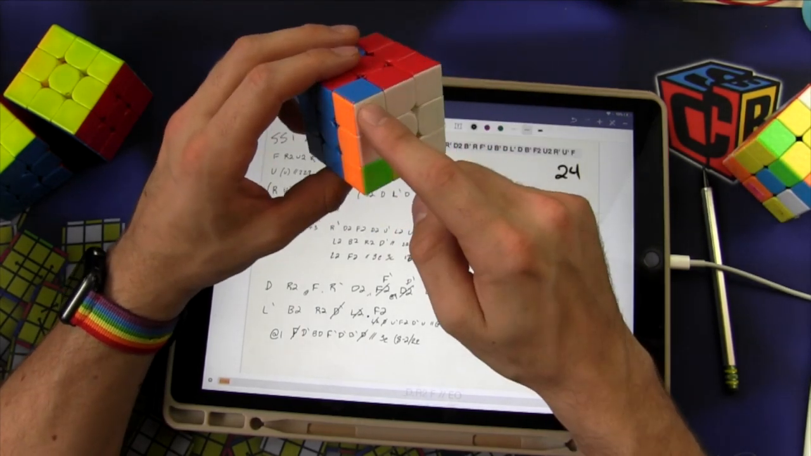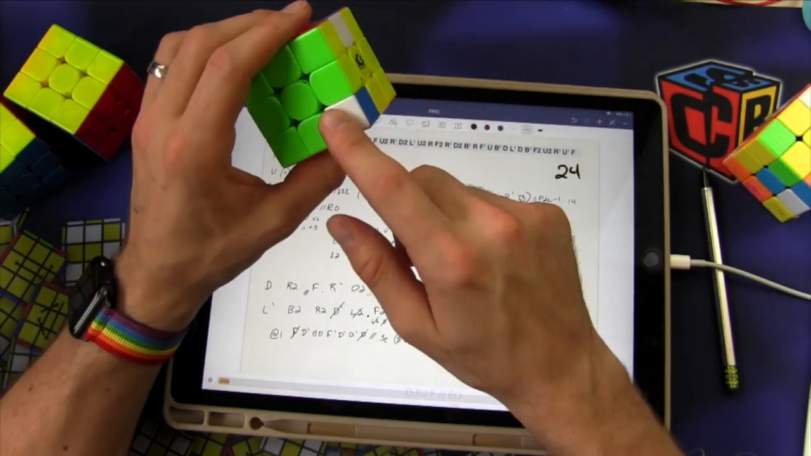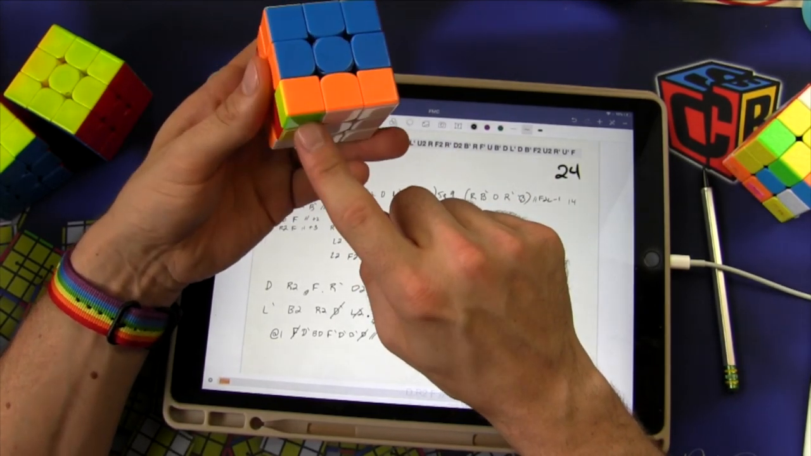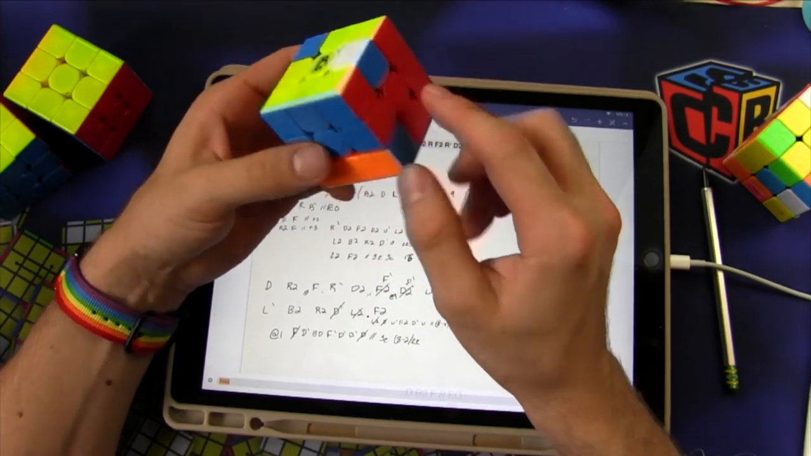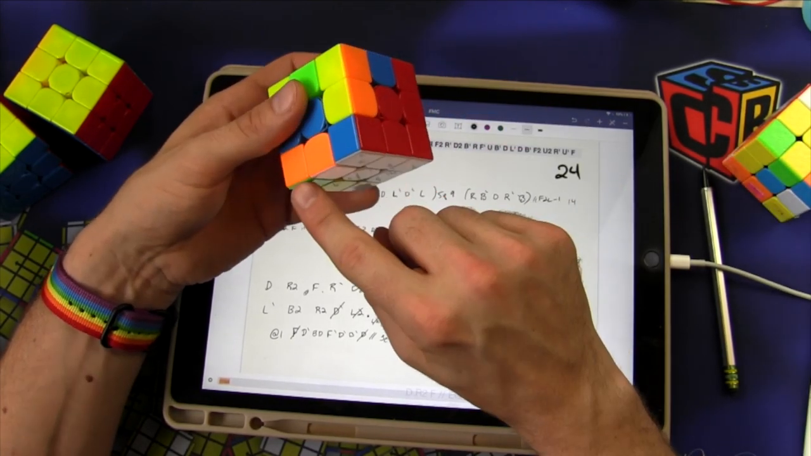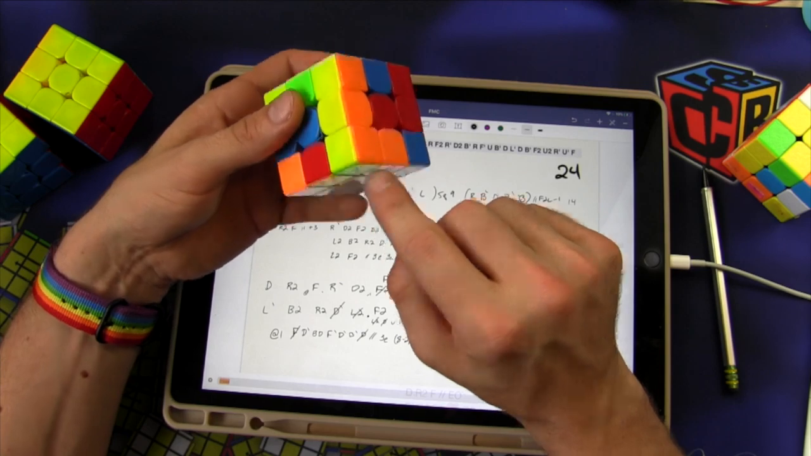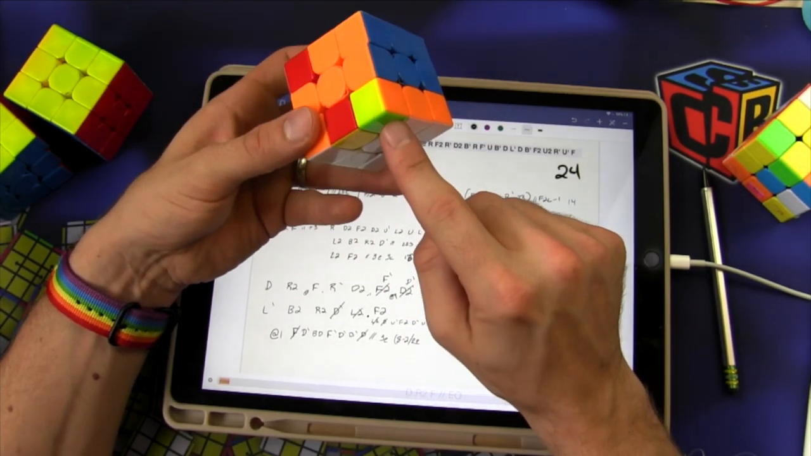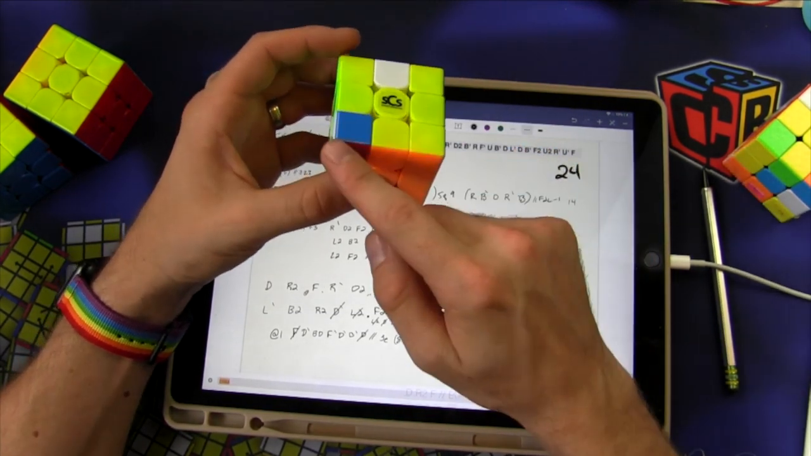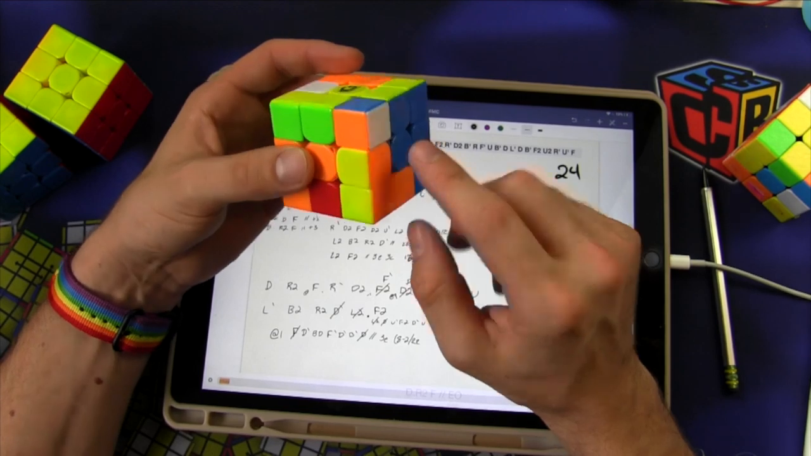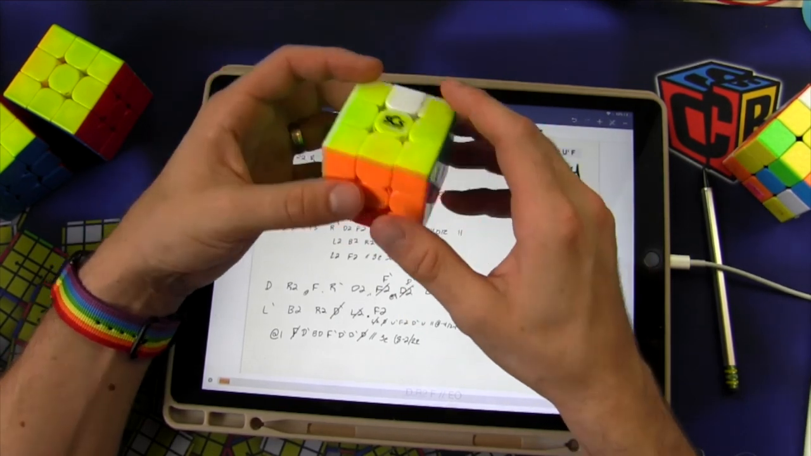We had misplaced corner, misplaced corner, misplaced corner. So yeah, this one needs to go here, this one to here, and then that will go back to there. So I could do R, D2, R prime, interchange with a U move, and then R, D2, R prime, U prime. Or move this one to here first, insert that corner, and then back, and take out that corner.